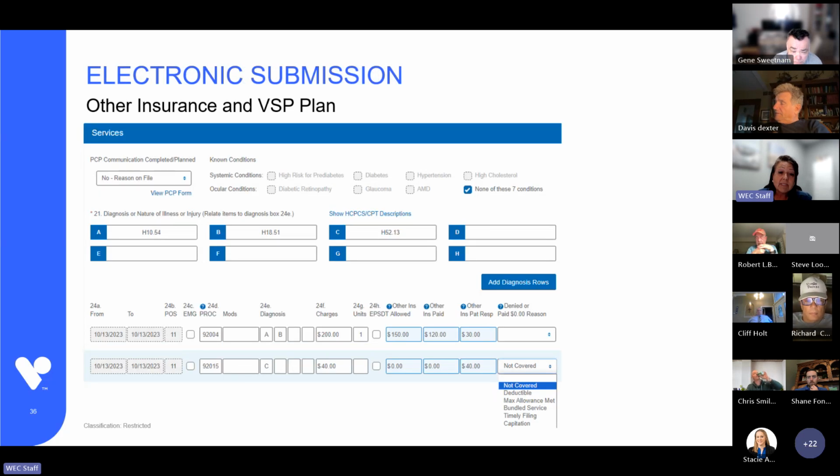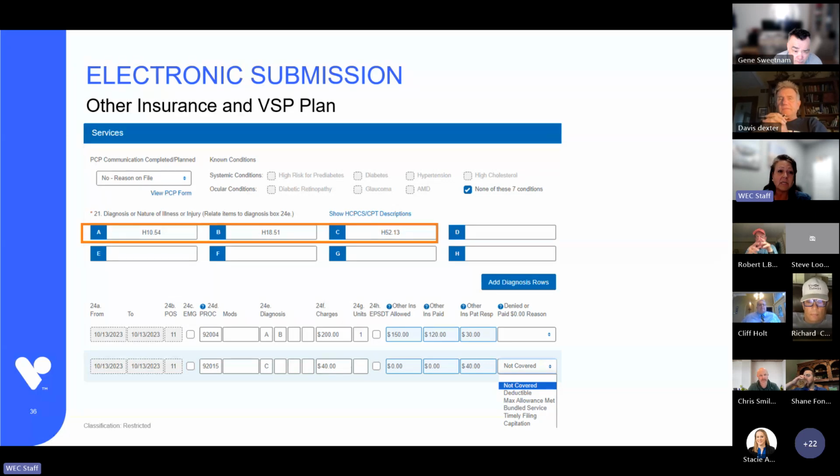So now it takes you to the services page. Whatever you bill to your primary medical has to match the secondary.